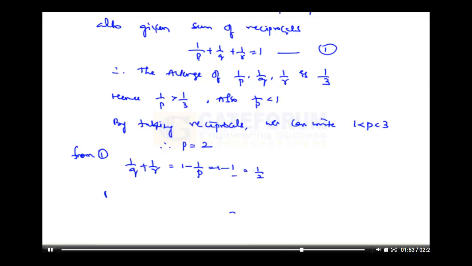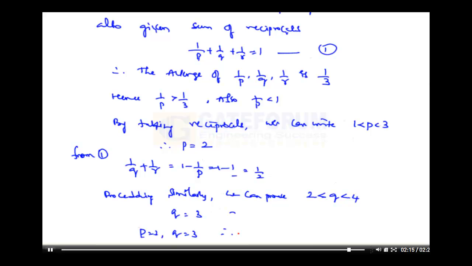So proceeding similarly here, we can prove 2 less than q less than 4. That is already we discussed here, q is an integer, so q can be written as 3. So here we got already p is equal to 2, q is equal to 3. Therefore we'll get r is equal to 6, which is our required answer, option A.